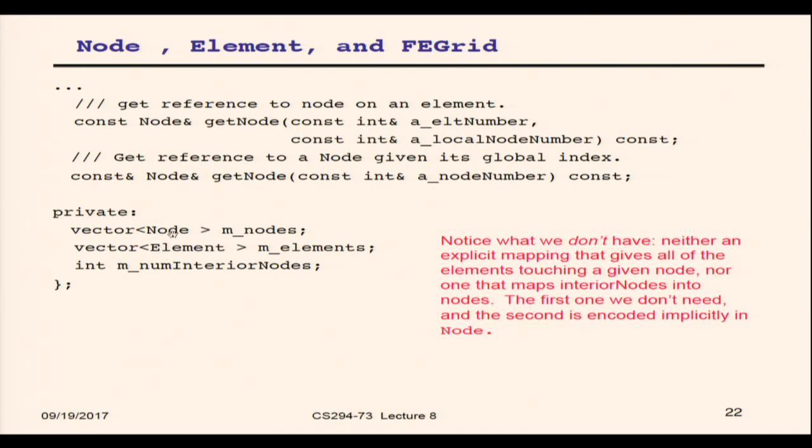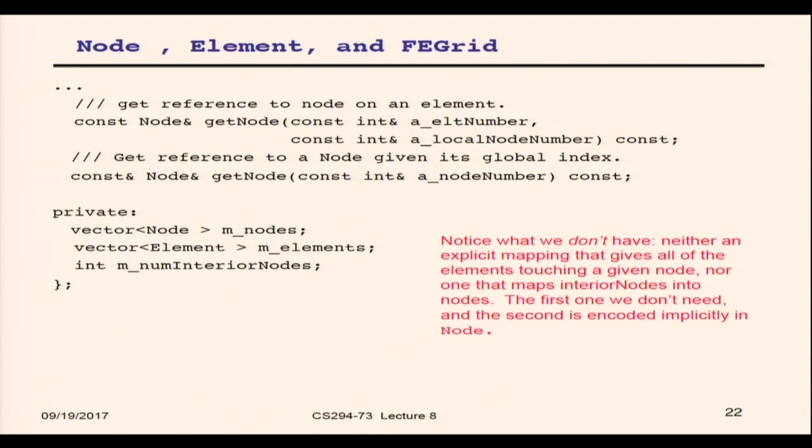What's underneath the hood in all of this is a vector of nodes, a vector of elements, and how many interior nodes. That's all that we're storing in FE grid. So notice what we don't have. We don't have either an explicit mapping that gives all of the elements touching a given node, nor do we have a mapping that maps interior nodes into nodes.